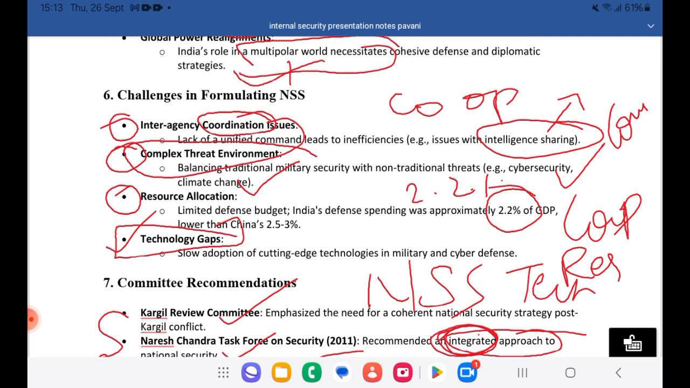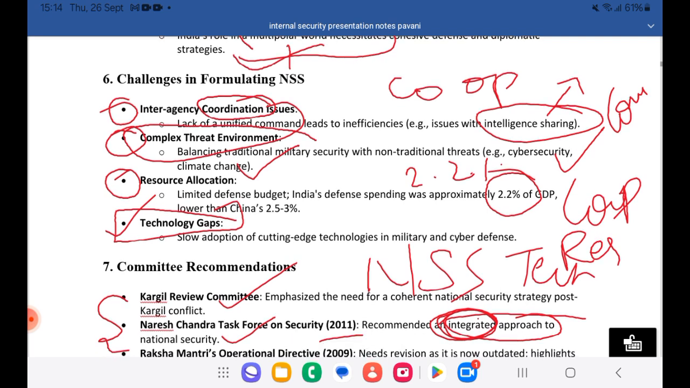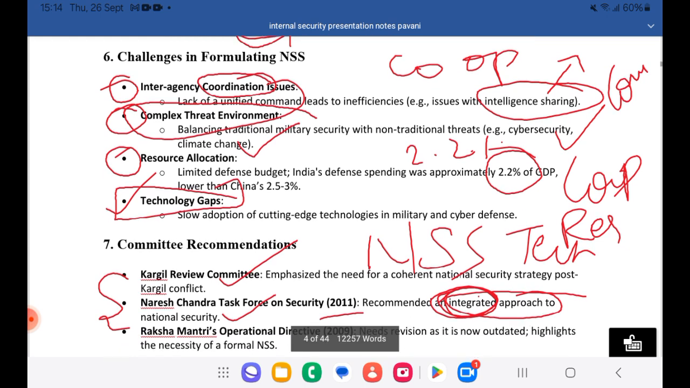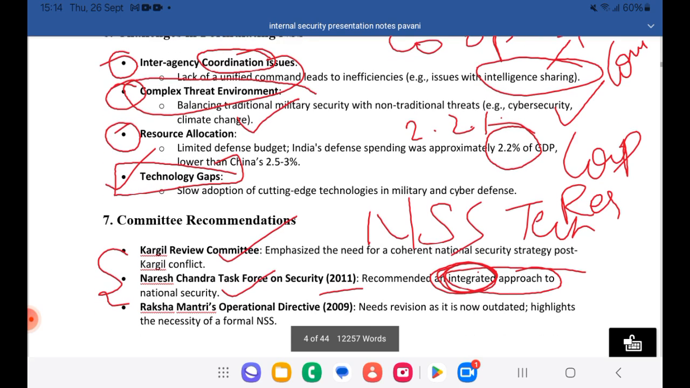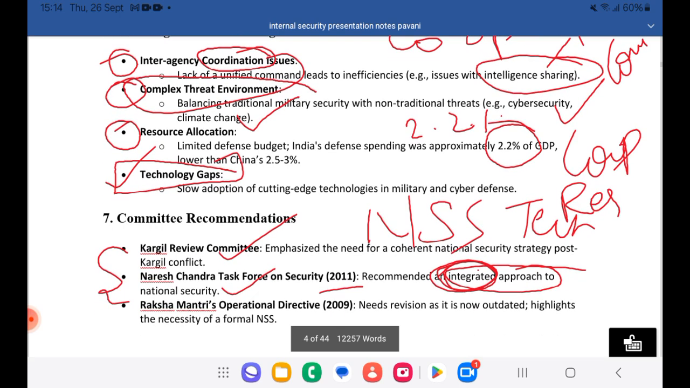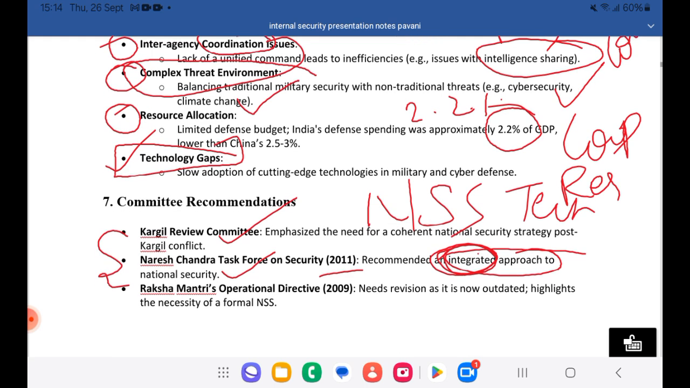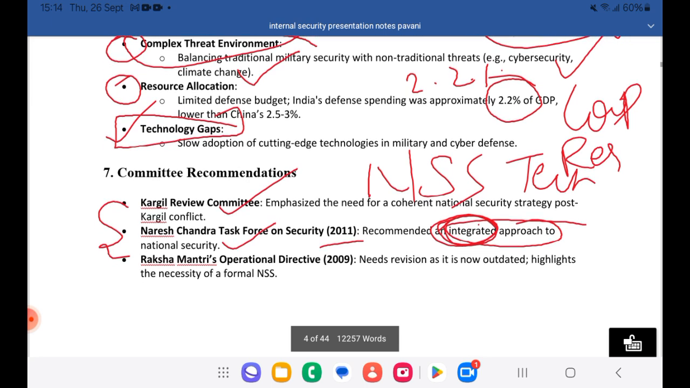So what are the challenges that are coming when we are trying to formulate NSS? So those was the next heading. So under that we studied coordination problem. This was the important word is what I mentioned, that is interagency coordination issues. Then complex threat environment, resource allocation, because we allocate only 2% of our GDP, 2.2%, whereas other countries like China allocate 2.5 to 3% of its GDP. Then we have technological gap as well because of slow adaptation.